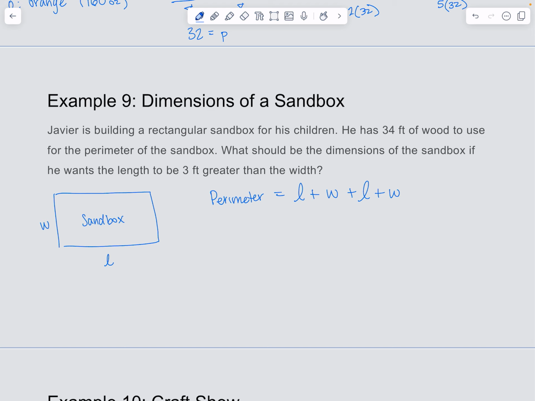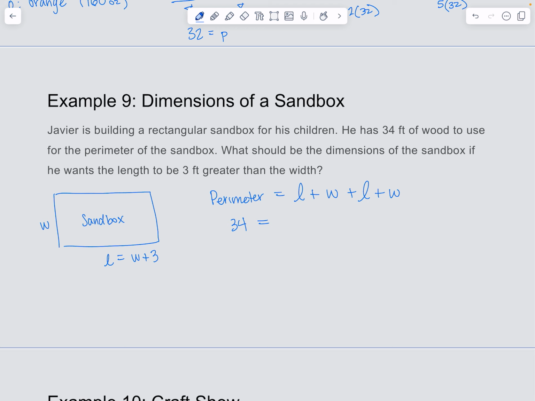Now, for this specific box, he wants the dimensions, the length to be 3 feet greater than the width. So how would we represent that? The length is 3 feet greater than the width, which means we'll take whatever the width is and add 3 feet. Now it says that he has 34 feet of wood to use total, so that's our total perimeter, 34.